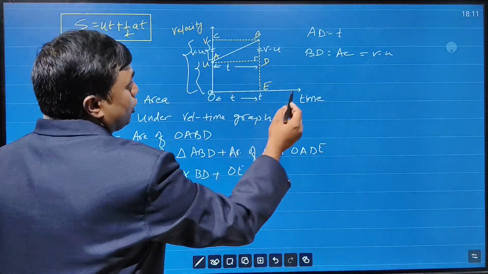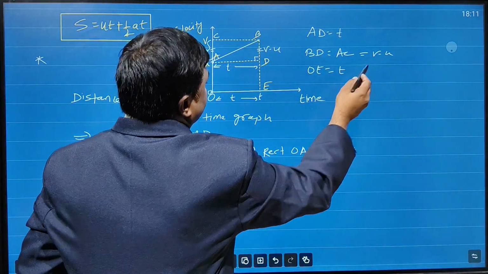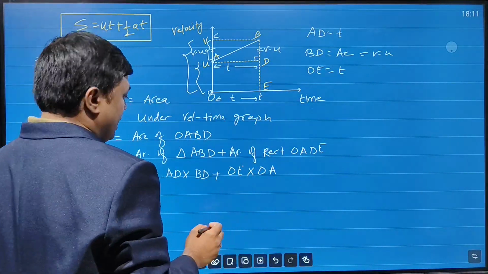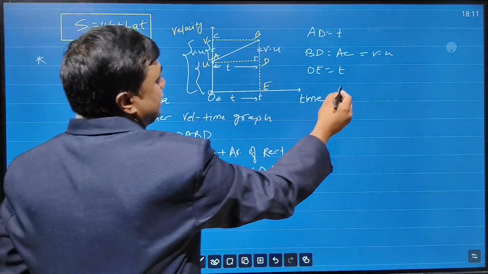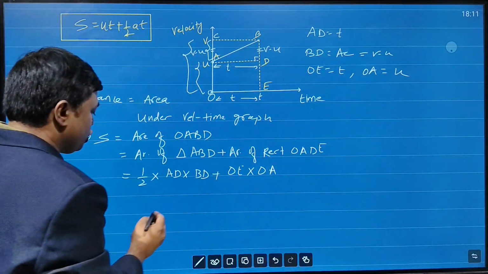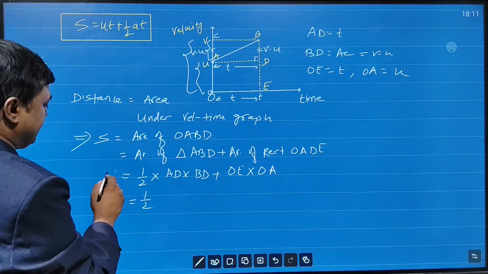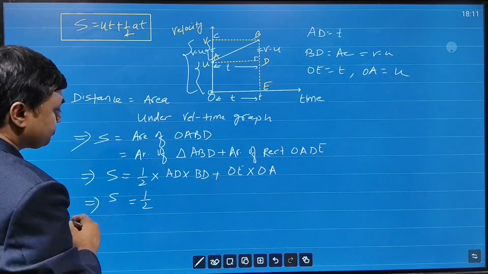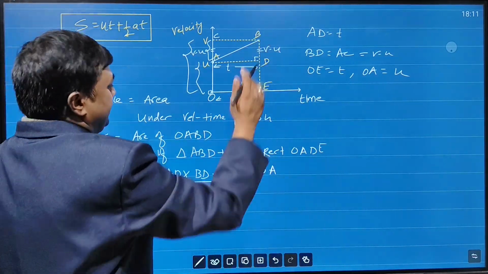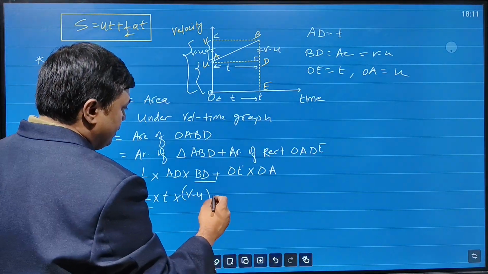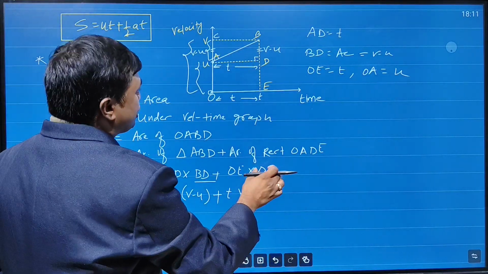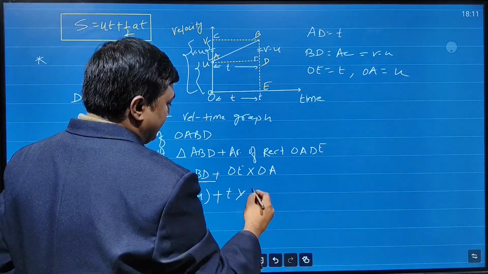What is OE? OE is nothing but t only, which is equal to AD also. And what is OA? OA is nothing but the initial velocity, u only. Am I clear? So substitute the values now. Distance is half into AD, which is t, into BD, which is v minus u, plus OE, which is t, into OA, which is u.